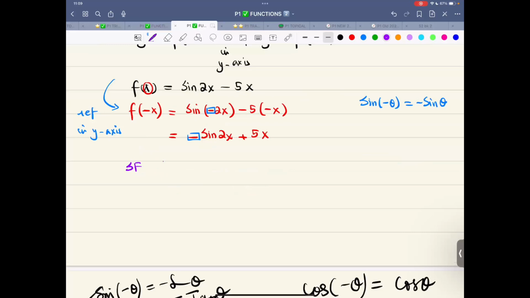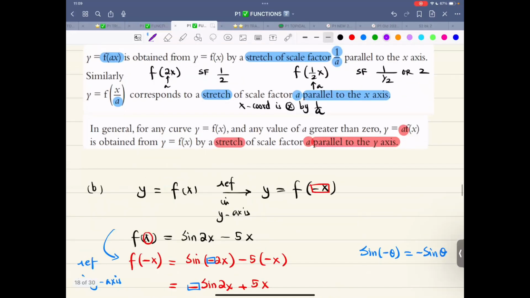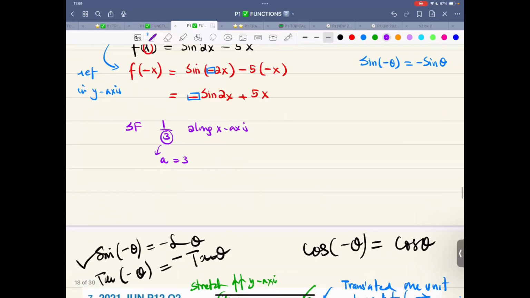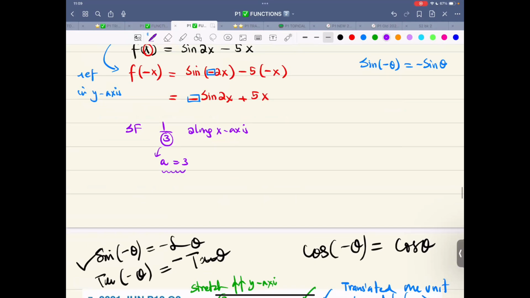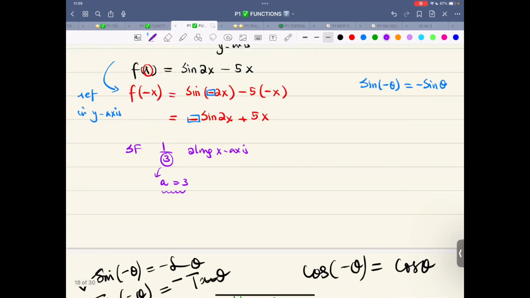So now, if the scale factor is 1/3 along the x-axis in the x direction, that means the value of a is 3. 1/3, the reciprocal is 3. The scale factor is 1 over a. So therefore, this 2 goes over here. If the scale factor was 2, we would write half over here. Currently, it's 1/3. So therefore, a equals 3. So now, in the red color thing, f of negative x is negative sine 2x plus 5x.